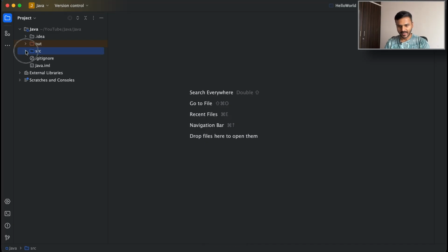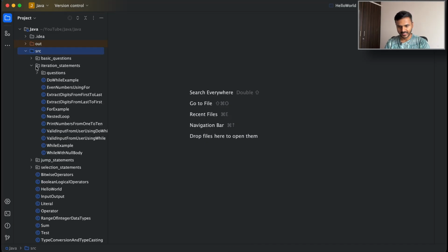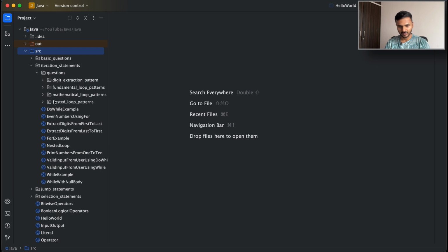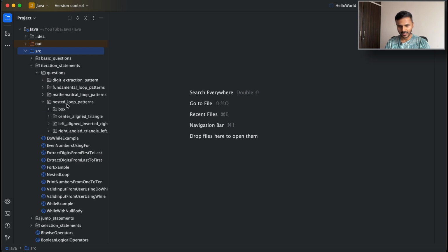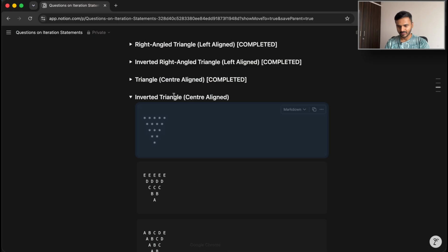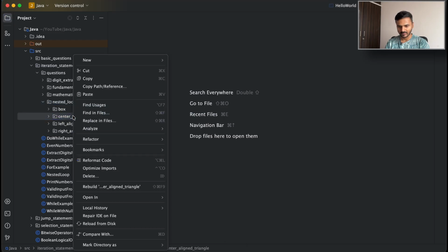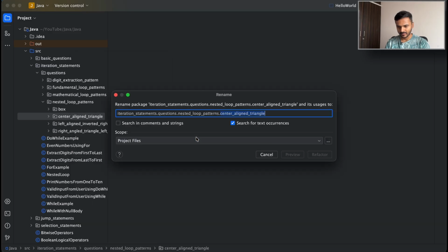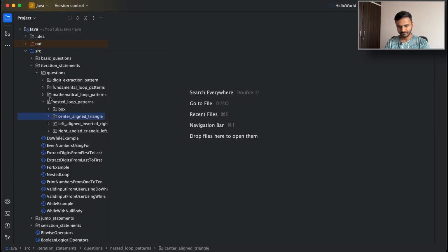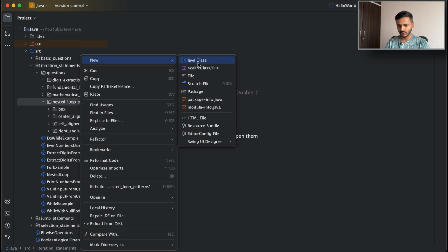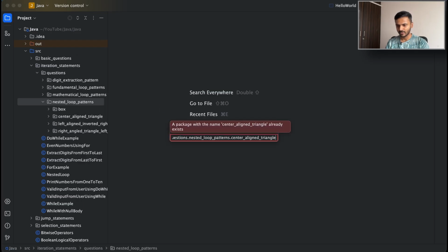So over here, let's expand src and iteration statement and questions. Here we have nested loop patterns. And what we are going to do is create a package with the name center align inverted triangle. So let's copy this first of all. This is center align triangle. And let's create a new package. Let's put the name as center aligned inverted triangle.